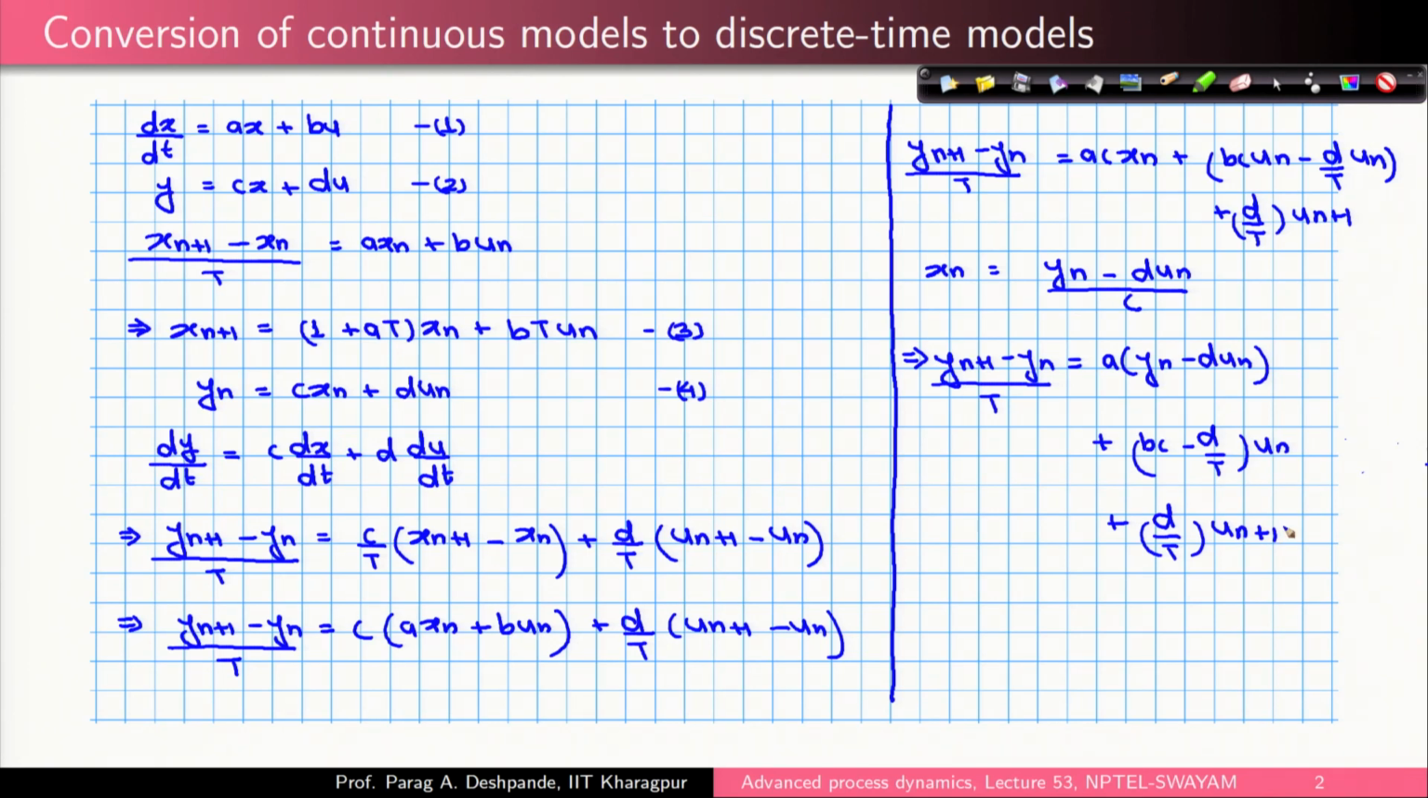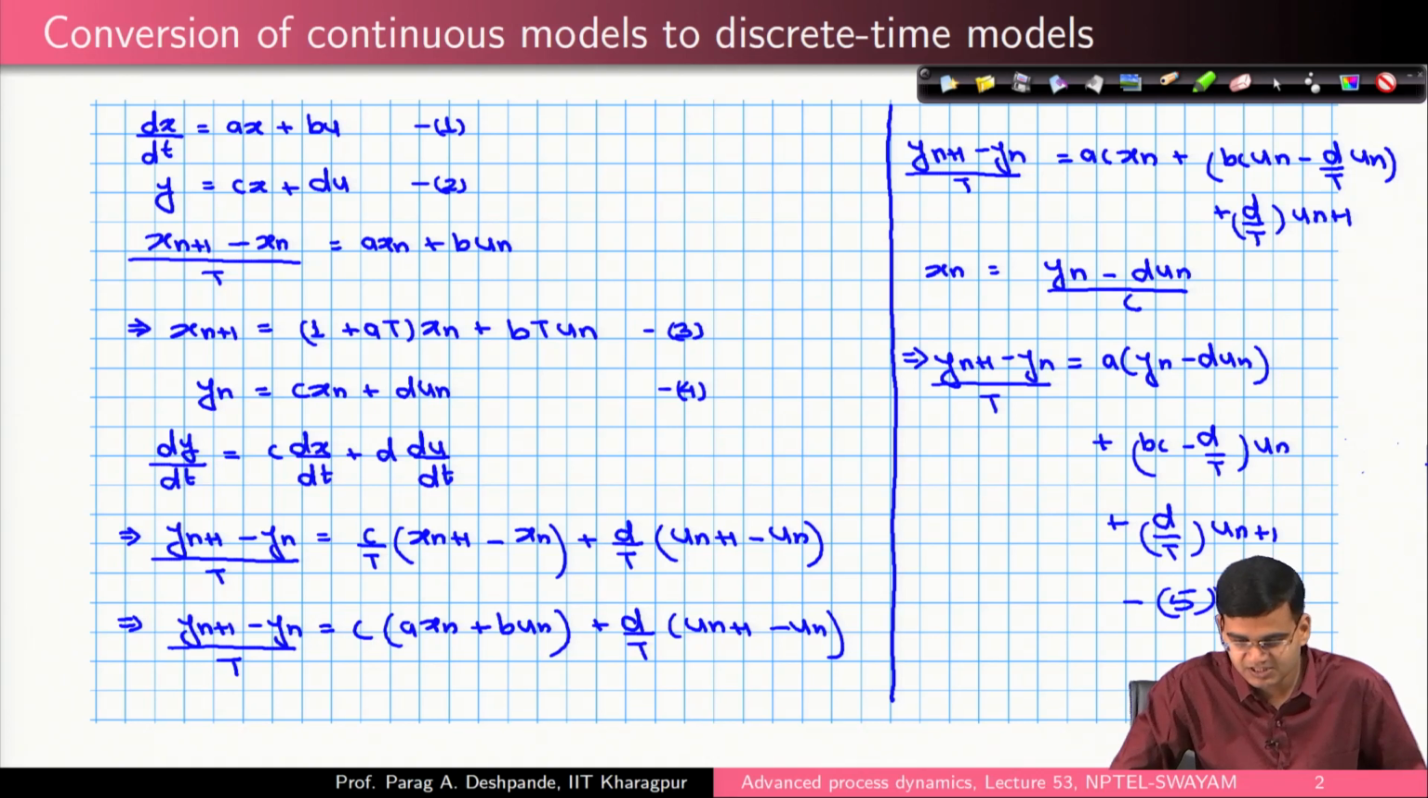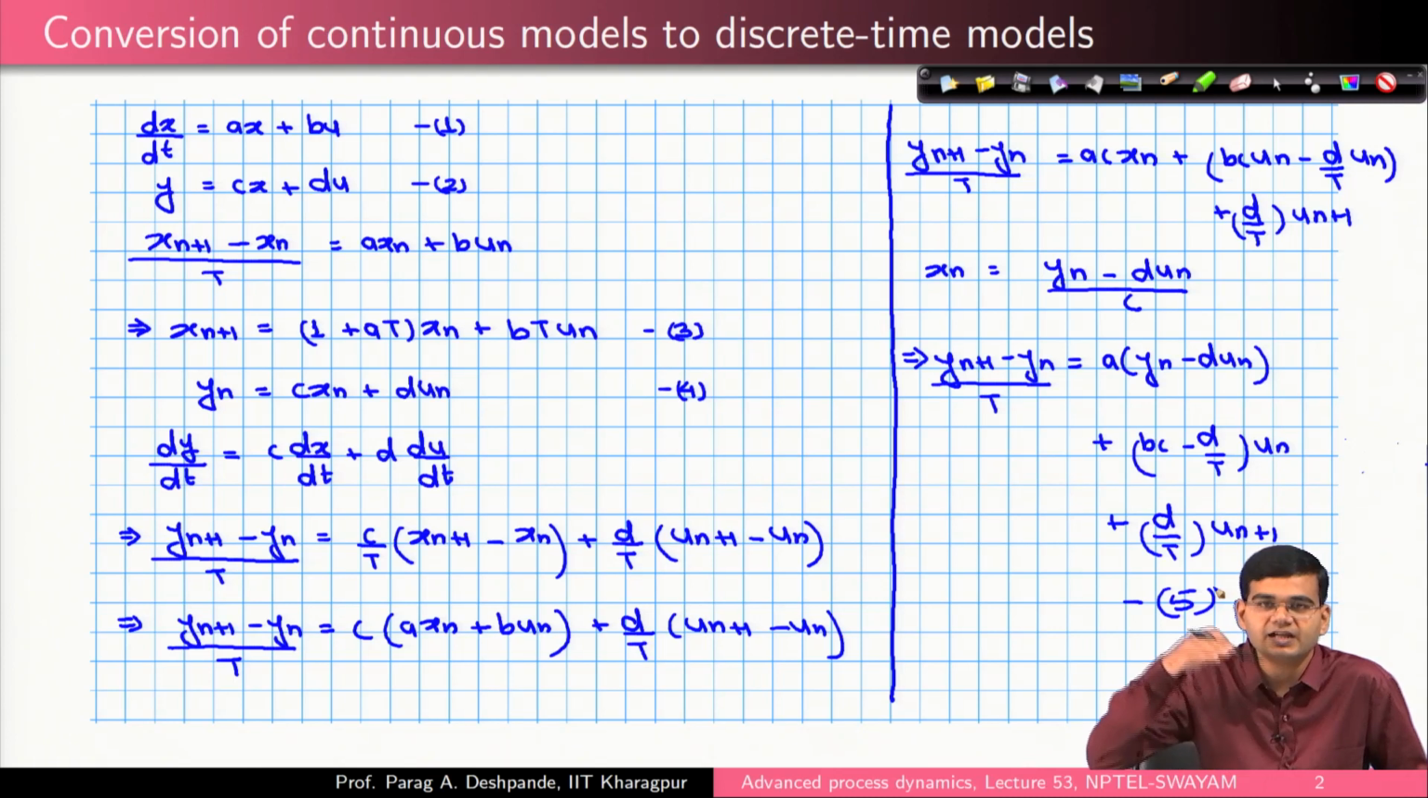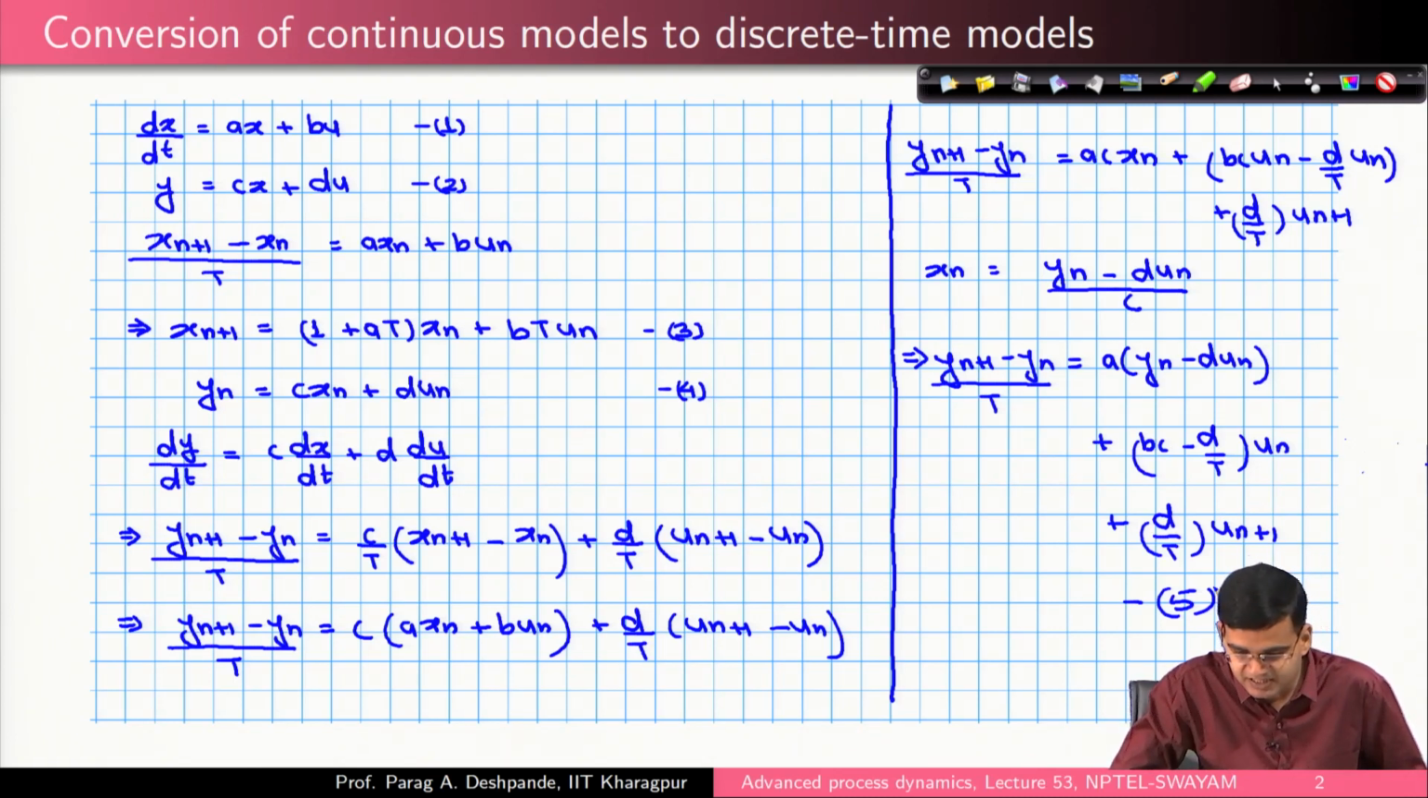Now, see what we have here. I have y n plus 1, the value of the output function at next instant of time, and let me refer this to as equation number 5. The value of the output function at next instant of time minus y n, the value of the output function at right this moment, is equal to a y n minus d u n, the value of the input function at this instant of time, plus (b c minus d upon T) u n, again the value of input function at this instant of time, plus d upon T u n plus 1, the value of the input function at next instant of time, right.